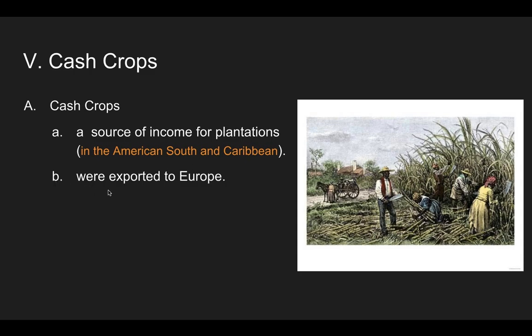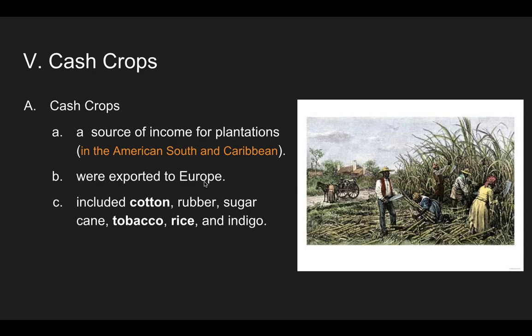Lowercase b, these cash crops, after being grown in the American South and the Caribbean and South America, were exported to Europe, meaning they were sent back to Europe. Lowercase c, cash crops include cotton, rubber, which is from a tree, sugarcane, tobacco, rice, and indigo. Together, these are called raw goods or raw materials.